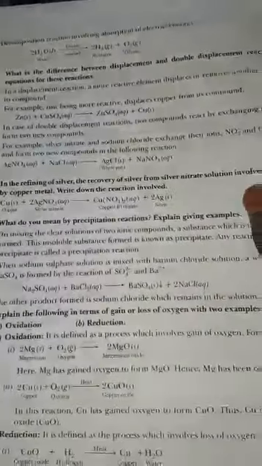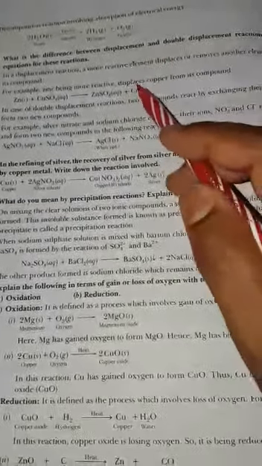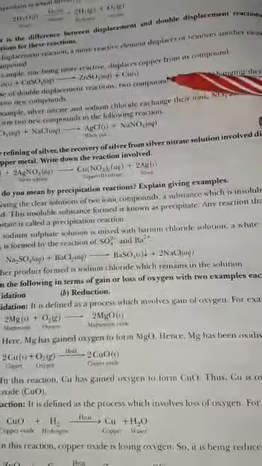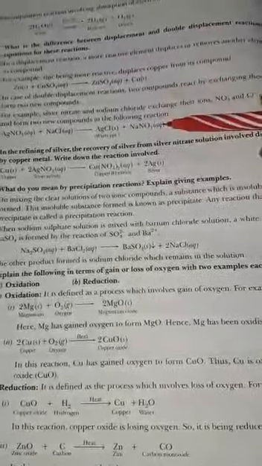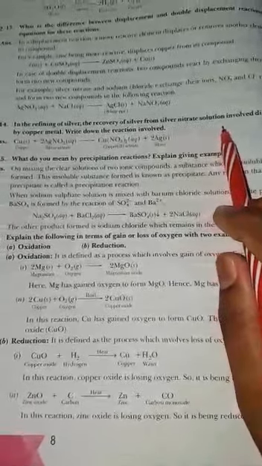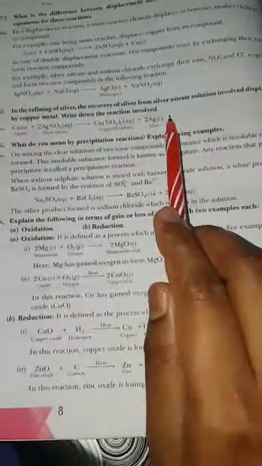Am I clear? So what is the difference between displacement and double displacement reaction? You can write the definition and give one example. Am I clear? One example is required, and you write 2 points for each. Next, in the refining of silver, the recovery of silver from silver nitrate solution involved displacement by copper metal. Write down the reaction. So copper will displace silver from silver nitrate and it will give us this reaction.